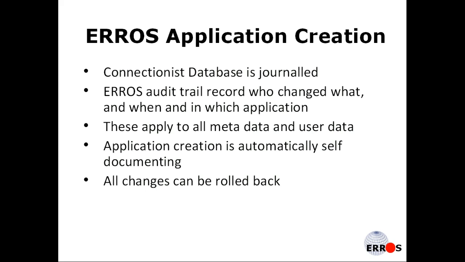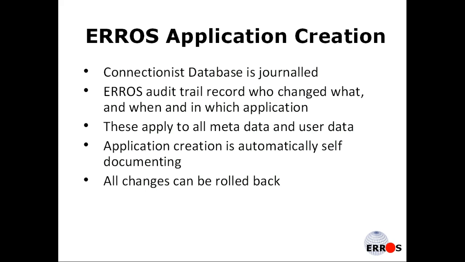More technically minded might like to know that all the files in the ERROS Connectionist Database are journals, and there is an ERROS audit trail. You can find out who updated any metadata or user data record and when and in which application. Thus all the business model extensions, application definitions, authority updates, and user data changes are automatically fully documented. Any changes can be rolled back.